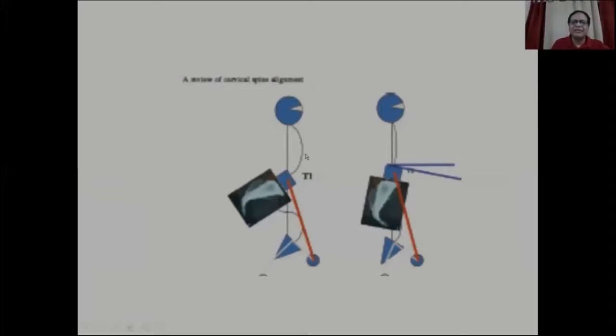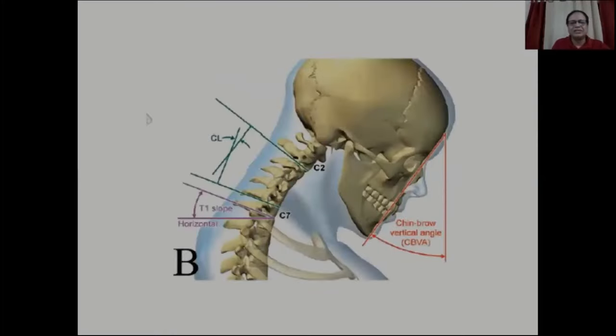Whenever there is a hyperlordotic spine, the T1 vertebra is angulated more inferiorly. Hence, if one draws an angle from the horizontal to the superior surface of T1, it becomes large. That's called the T1 slope angle. Normally the T1 slope angle should be less than 20. If it's more, then it's not physiological, and that is why they do not improve. So during surgery, one has to achieve this normal slope angle, and that can be achieved by using T1 also as a fixation point, so that one achieves the normal lordosis, and hence the stretching of the spinal cord is reduced.